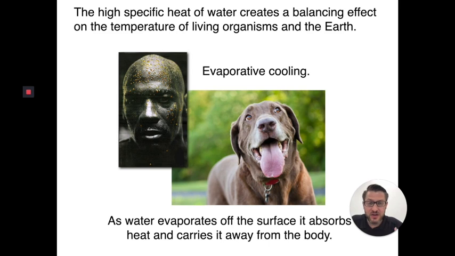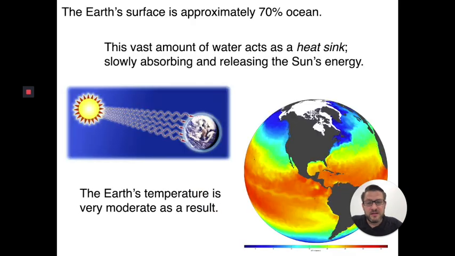So instead, dogs will pant, meaning they open their mouth and they release water vapor through their mouth and through their nose, and this gives them the same advantage of evaporative cooling. The high specific heat of water also plays a very important role in moderating the Earth's temperature.